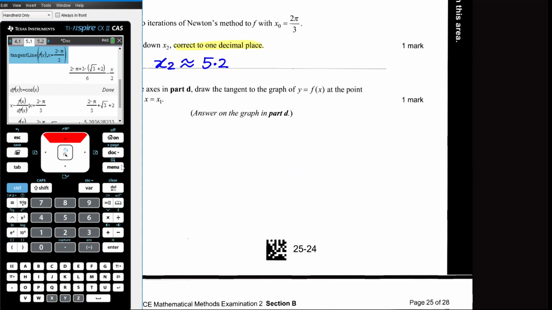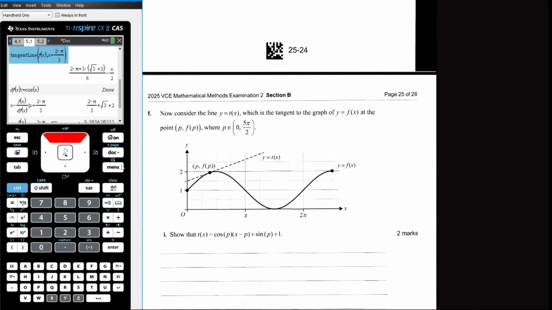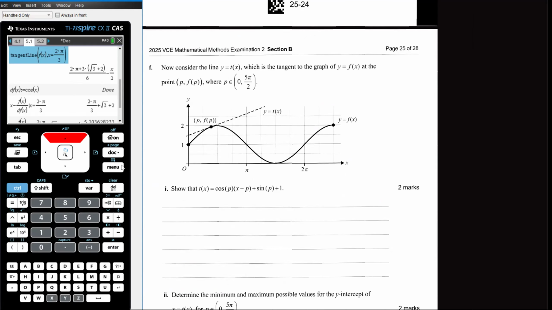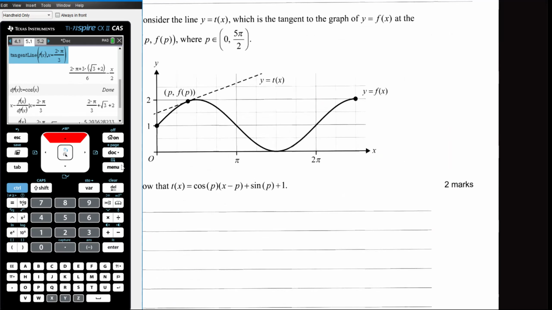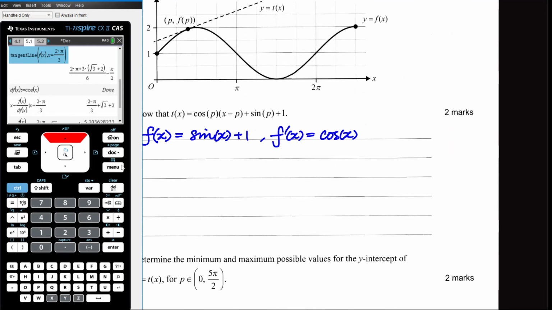Moving on. Consider the line y equals T of x, which is a tangent to the graph at the point P, f of P. Show that, okay? First of all, f of x equals sine of x plus 1. f dash of x equals cosine of x.